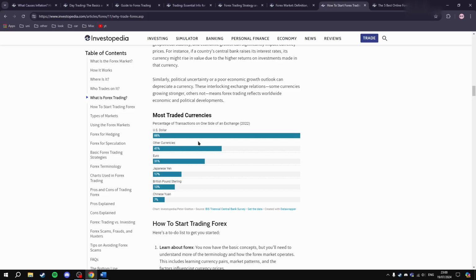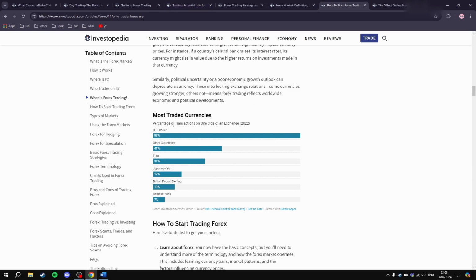For instance, if a country's central bank raises its interest rates, its currency might rise in value due to the higher returns on investments made in that currency. Similarly, political uncertainty or poor economic growth outlook can depreciate a currency. These interlocking exchange relations, some currencies growing stronger, others not, means Forex trading reflects worldwide economic and political developments.